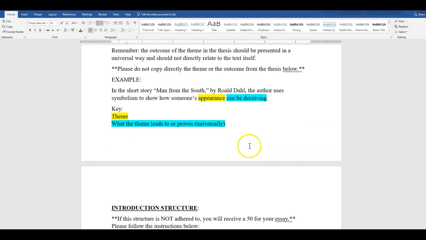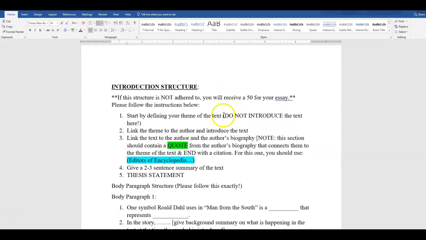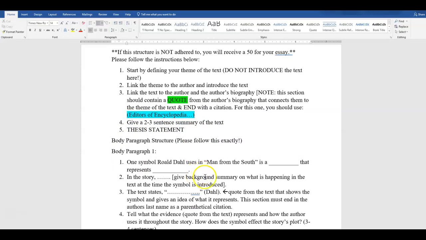universally is in blue. Your introduction structure stays the same as the first 4 papers that you've written. You will start by defining the theme of your text. Link the theme to the author and introduce the text. Link the text to the author and the author's biography. Again, this section should have a citation at the end with the editors of Encyclopedia Britannica in parentheses. Then you will give a 2 to 3 sentence summary of the text and then your thesis statement.